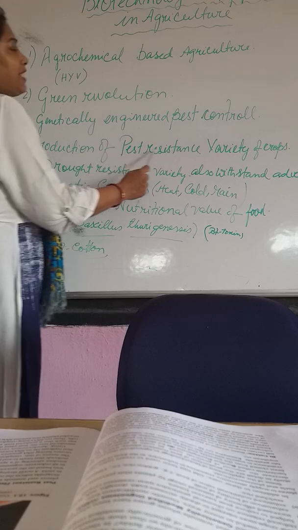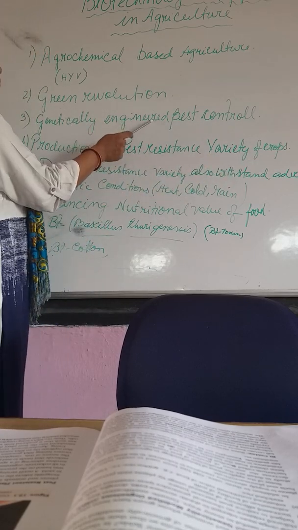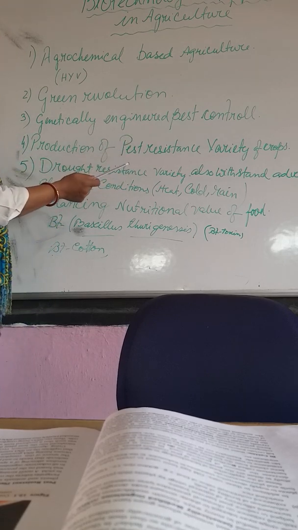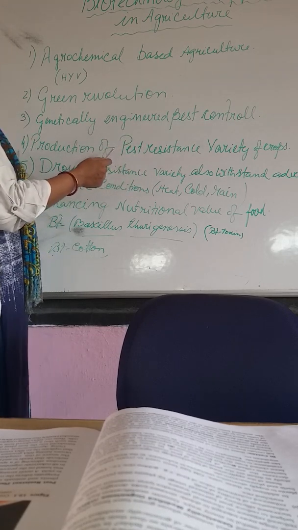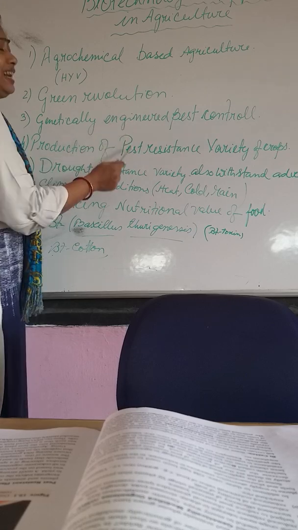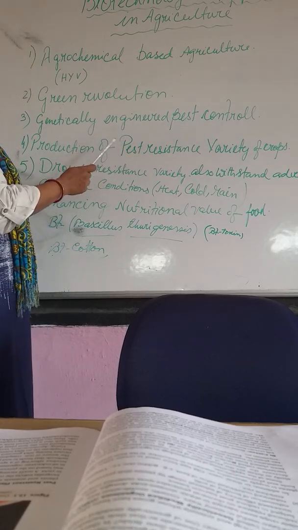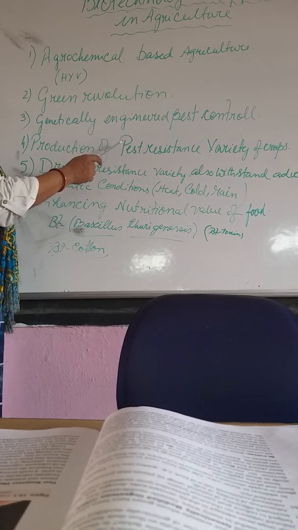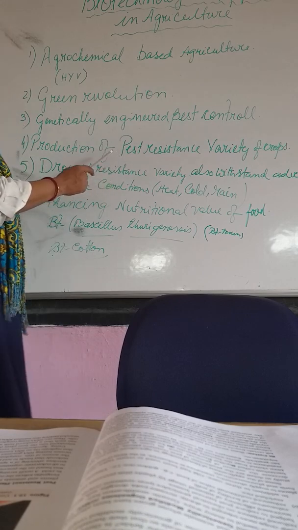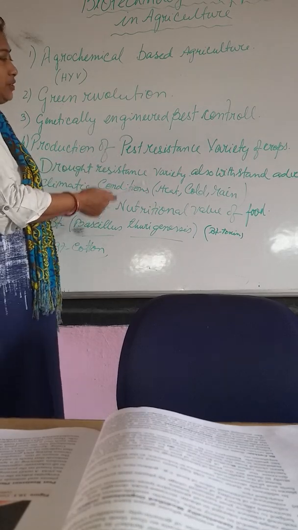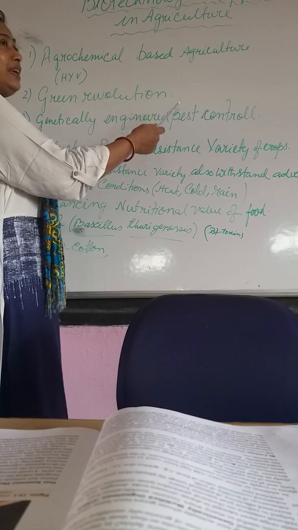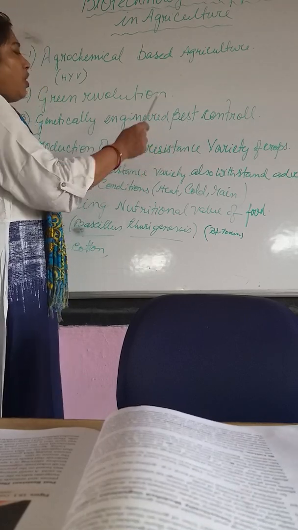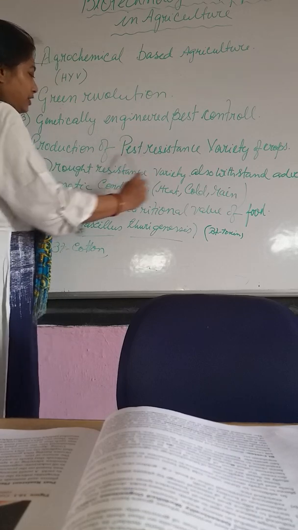Then production of pest resistant variety. This is also a different one. Pest resistance means they are nearly similar, but they have a little difference. One is that the pest will not infest. And in the other, if the pest infects that particular plant, the plant is engineered in such a way that the pest will die. So in one, the pest will not like the taste of the plant, and here the pest will die. So that is pest resistant.